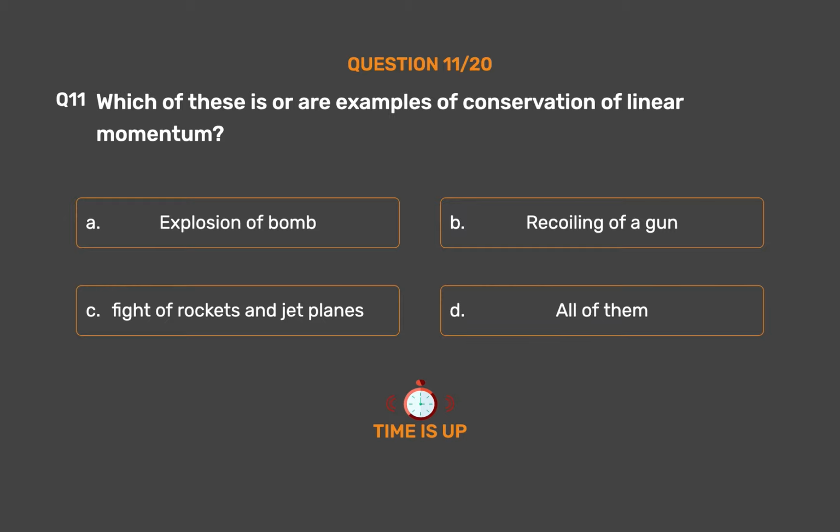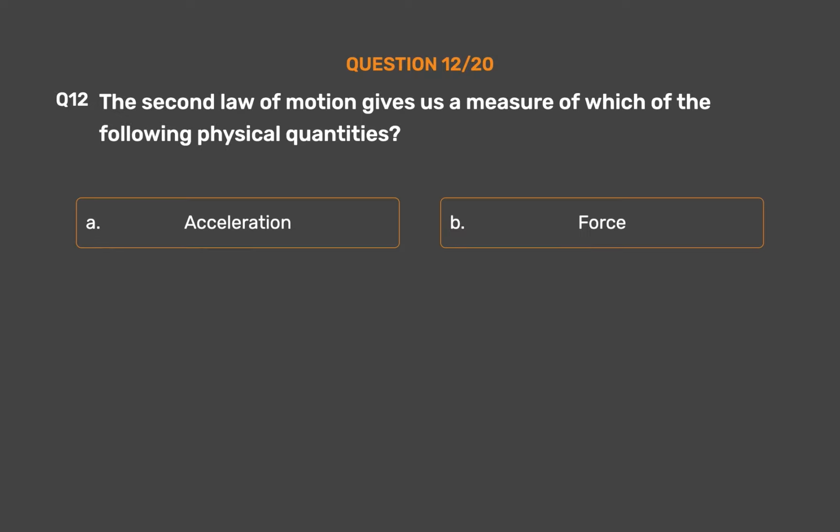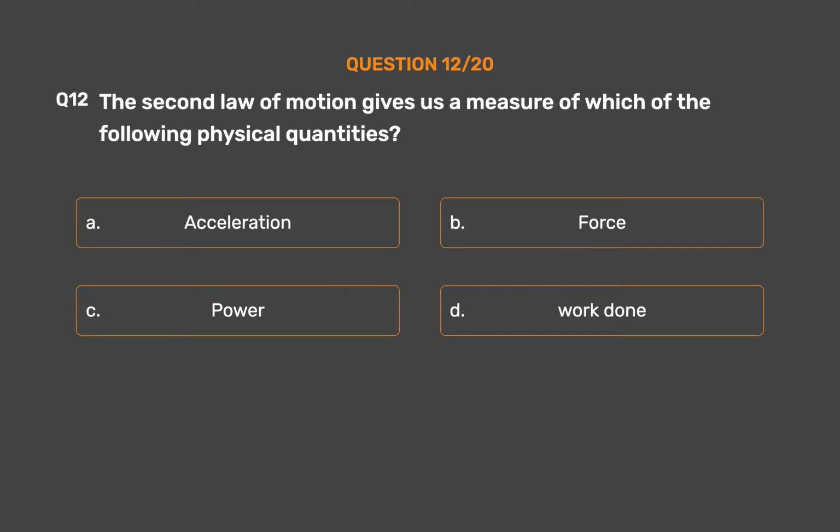The correct answer is option D. All of them. Question number 12. The second law of motion gives us a measure of which of the following physical quantities? Option A. Acceleration. Option B. Force. Option C. Power. Option D. Work done.